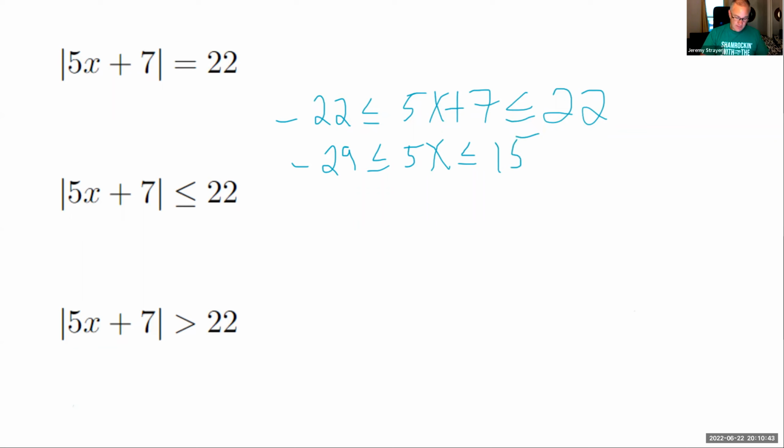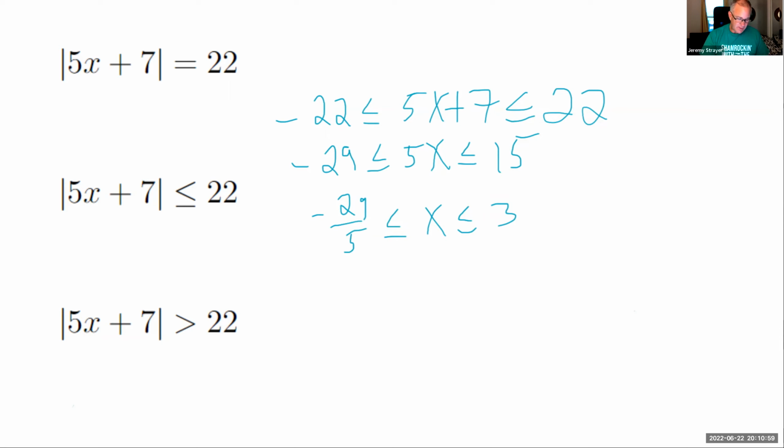Okay, now, if we divide by 5, we get that -29 over 5 is less than or equal to x, which is less than or equal to 3. Okay, so that's our range for x.